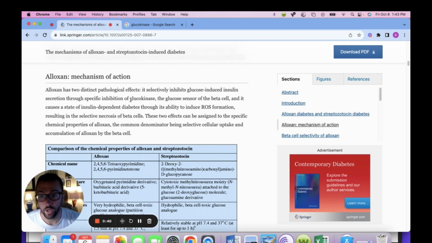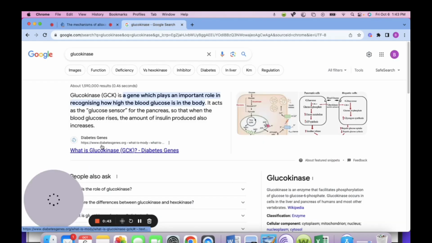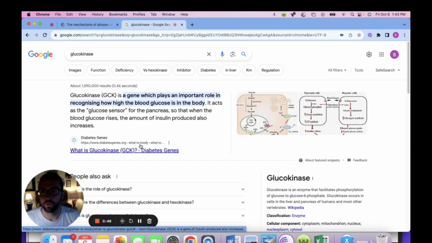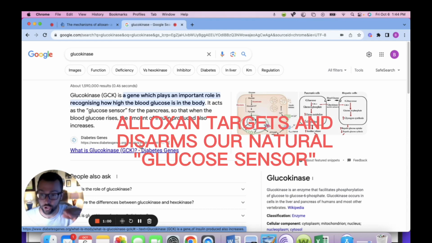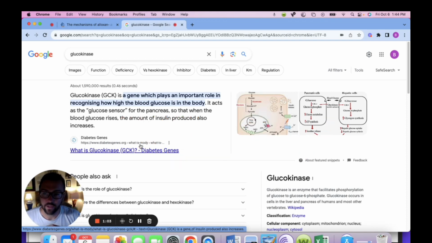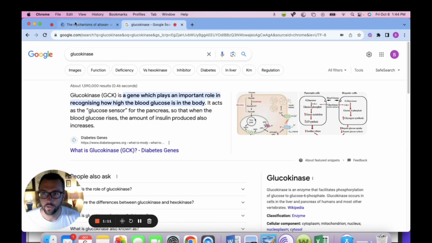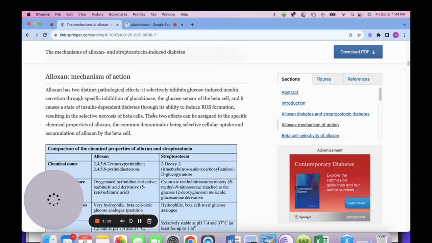You'll see here it says glucokinase. So I brought this up over here. Just a quick little Google here. Glucokinase is a gene which plays an important role in recognizing how high the blood glucose is in the body. So glucokinase is something that is sensing the changes in your elevation of blood sugar after taking in glucose and initiating the cascade of reactions that ends up with the release of insulin. So looking back here, alloxan has the ability to inhibit glucokinase, right? So you can see here inhibition of glucokinase.